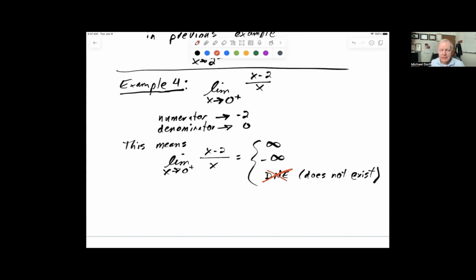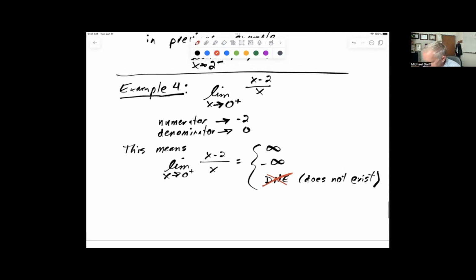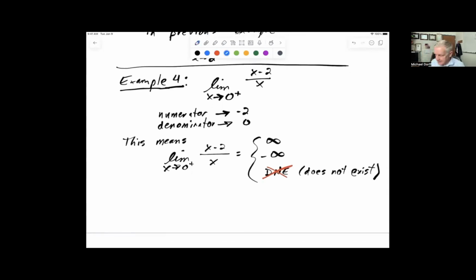And so now I just need to figure out the sign of the numerator and the sign of the denominator. If the sign of the numerator over the denominator equals a positive number, then I get positive infinity. If the sign of the numerator over the sign of the denominator is a negative number, then I'm going to get negative infinity. And how do I figure out that sign? I'm going to choose a number that x is approaching 0 from the right. So I want to choose a number a little bit larger than 0.